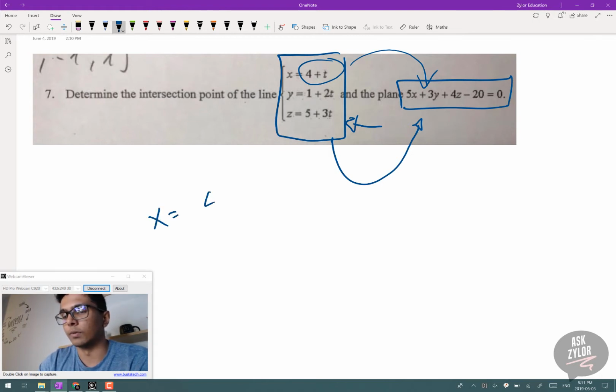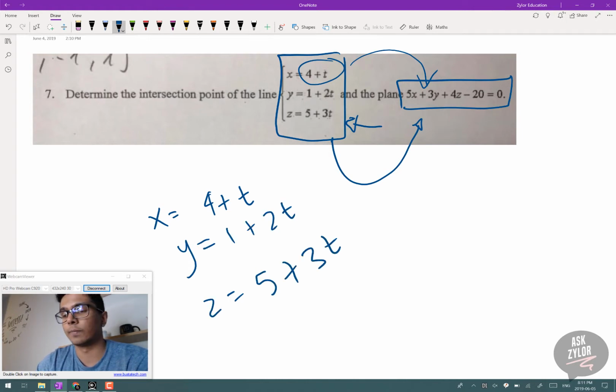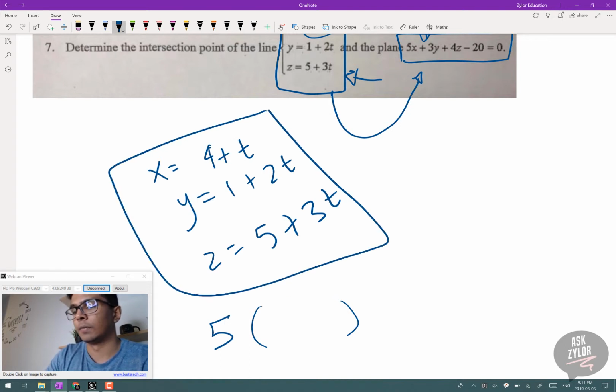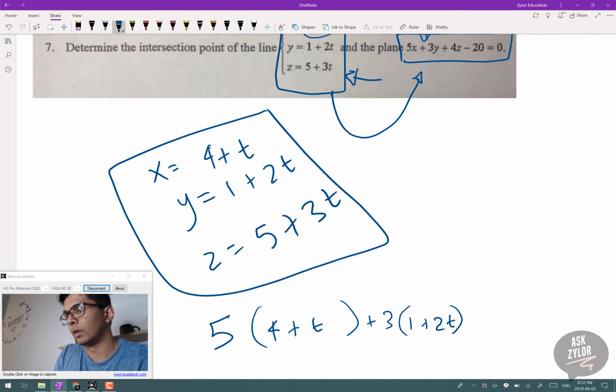So x is equal to 4 plus t, y is equal to 1 plus 2t, z is equal to 5 plus 3t. Right, and my Cartesian equation is 5x, so I'm replacing x with my parametric equations. Right, so I'm going to plug in 4 plus t instead of my x. Plus 3y, I'm going to replace y with 1 plus 2t, plus 4z, z I'm replacing with 5 plus 3t. Right, the minus 20 is equal to 0.